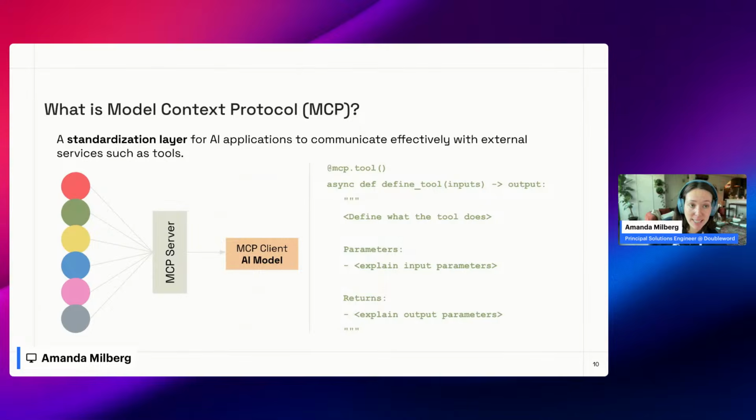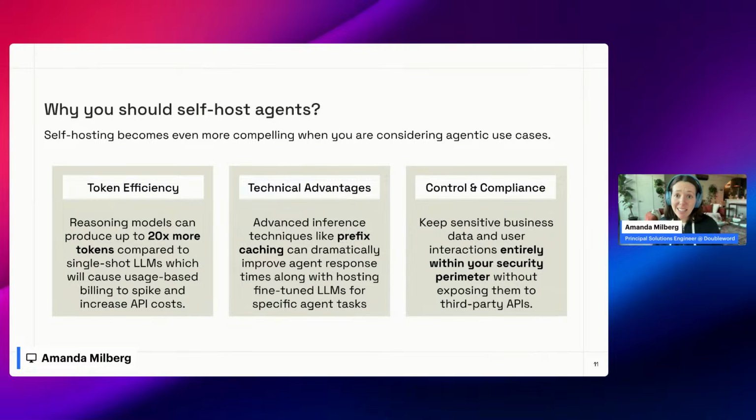the concept of self-hosting, because the case of self-hosting becomes even more compelling when you're talking about working with agents. And I'll give you a few examples to justify this. First, agents use a lot of tokens, much more than a single shot LLM. In fact, it's estimated that reasoning models can produce up to 20 times more tokens. And so when we think about API pay per token costs, it's something to consider versus the fixed cost that comes with self-hosting models.